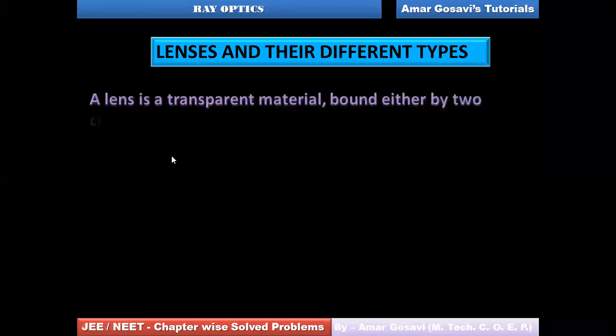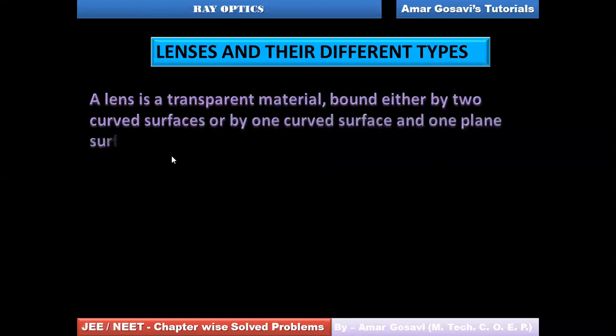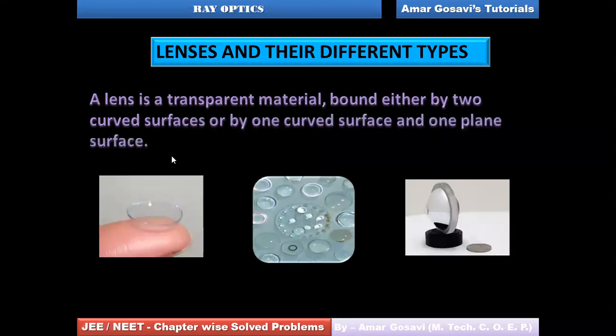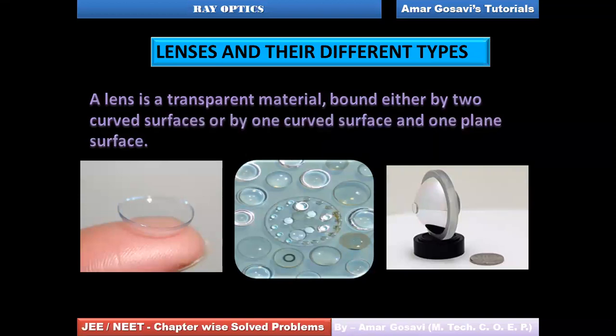When we talk about a lens, friends, it's a transparent material, everybody knows that. It has to be bounded by two surfaces on both sides. Either both surfaces can be curved, or one may be curved and one may be plane. Depending upon it, we can classify the lenses into different types. So here are the different types of lenses being shown on your screen.